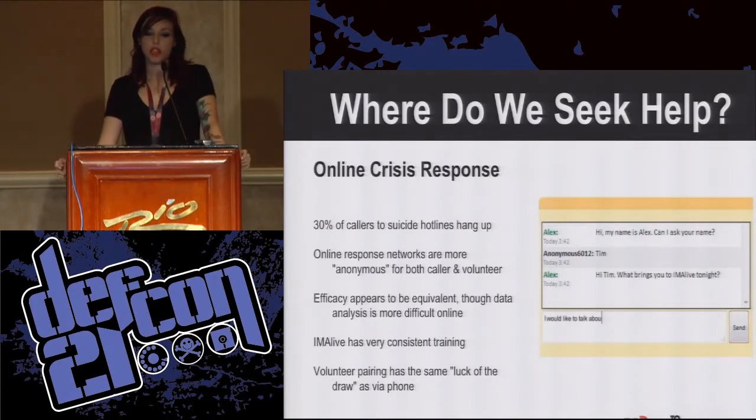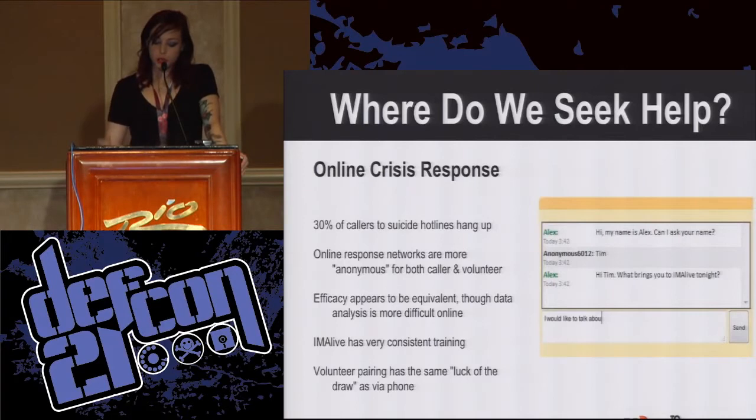30% of callers to suicide hotlines hang up. We get a much higher retention rate with online. It's more anonymous for certain values of anonymity. Mostly they don't track you, by policy and because they really don't know how to do that. It hinders their ability to do statistical analysis afterward. But the efficacy of online is pretty much equivalent with a hotline. The training is great. They are a very good resource. But like I mentioned earlier, your pairing is luck of the draw. So we're bringing it to you.